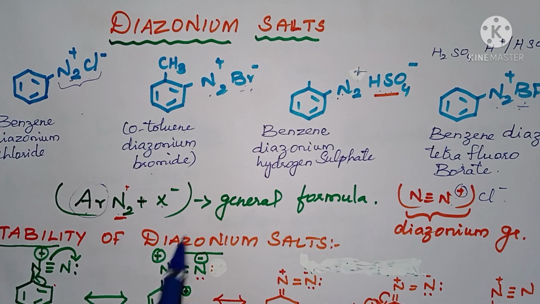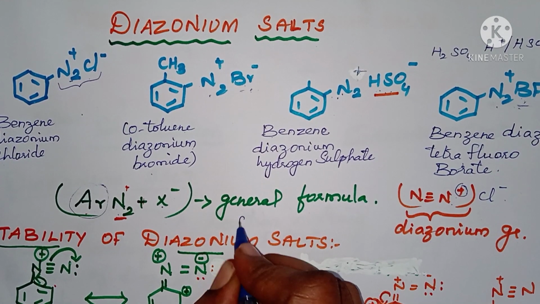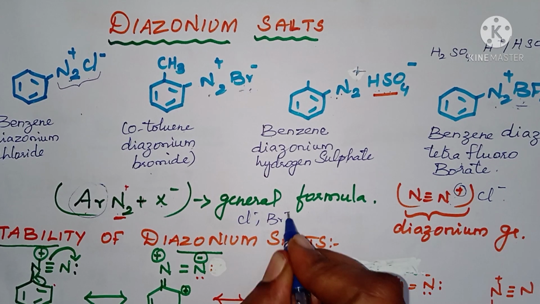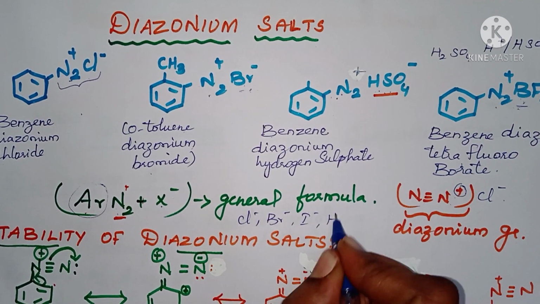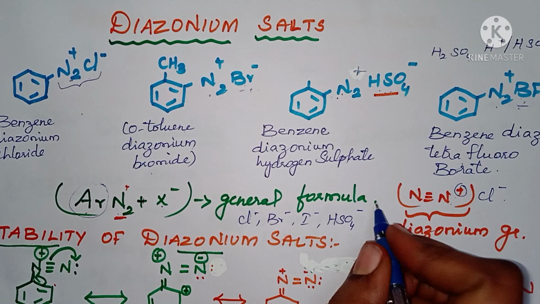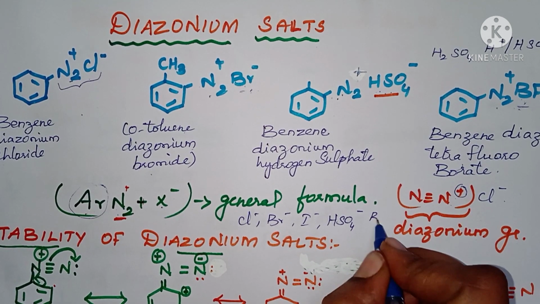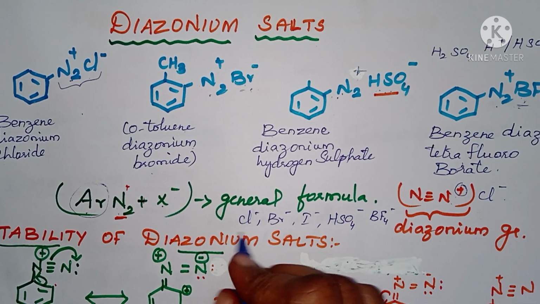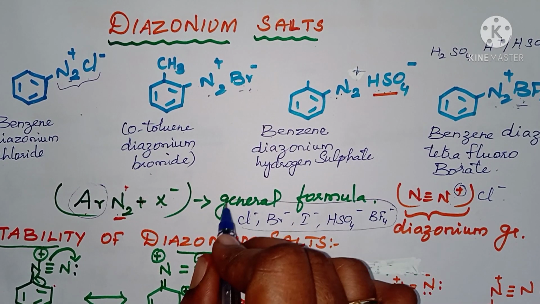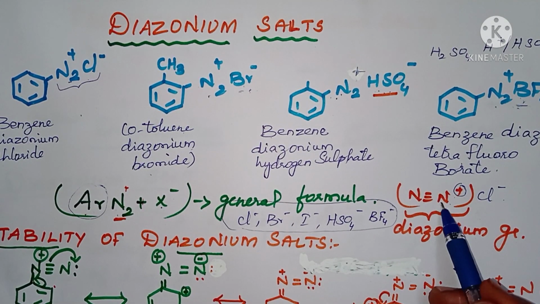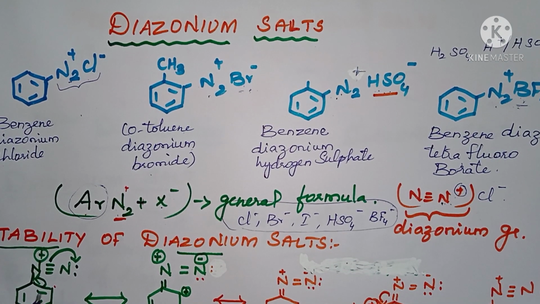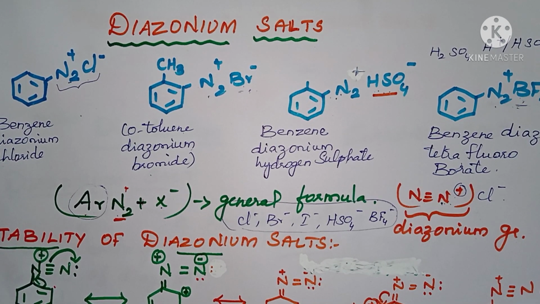Okay, now in this, Cl minus, Br minus, I minus, HSO4 minus, BF4 minus, all these electronegative groups can occupy with that diazo group. So that is the diazonium general formula. Okay, now the stability of diazonium salts. See, aliphatic diazonium salts. Just now I told you, no, I will explain to you just now.